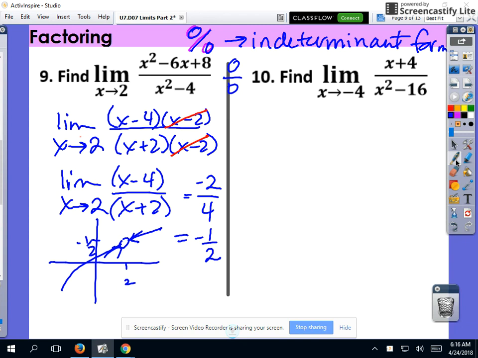All right, number 10, I'd like for you to try that on your own. You will factor and cancel something. Pause the video and try it on your own.